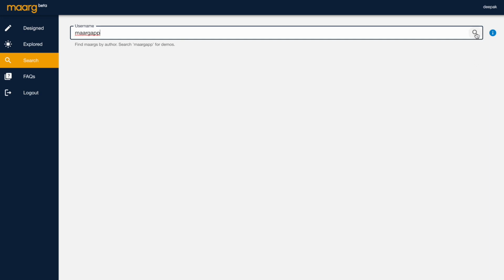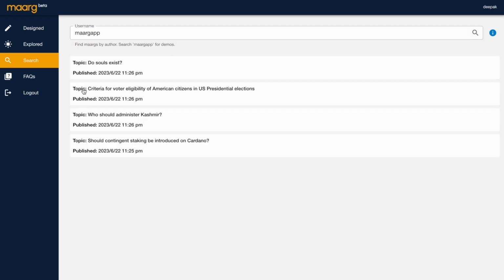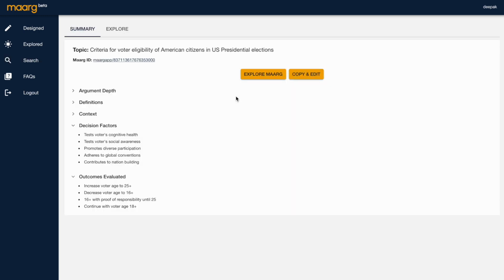So let us try a little more complex one. For example, the second one says criteria for voter eligibility of American citizens in the US presidential elections. This mark looks like it has four outcomes. For example, what should be the criteria of voter eligibility? This was recently brought up by some of the US presidential candidates who have been talking about changing the voter age. So the first outcome here is change the voter age to 25 plus. There is another side of the argument that says decrease the voter age to 16 plus.